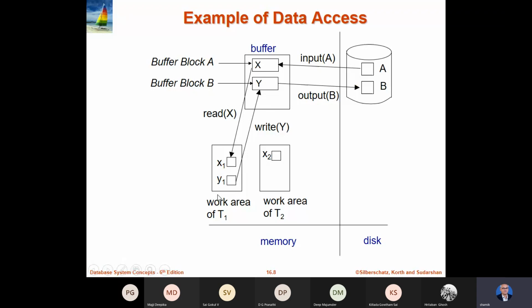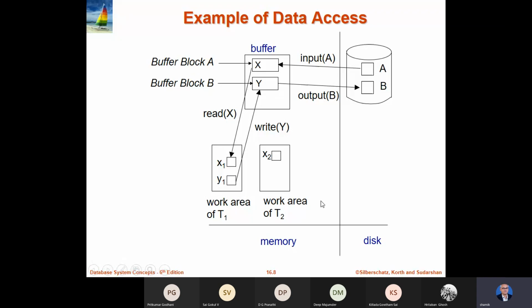Now you see that if T1 also wants to change the value of Y, and it wants to write a value Y1, then it must have read that value of Y, a read Y, and then it changes the value to Y1, and then it issues this write Y to write the new value of Y, which is Y1, in the buffer block B. Likewise, the work area of T2: if it reads the value of X, suppose it gets the value of X as X2. We denote the copy of X in T2 as X2, copy of X in T1 as X1, copy of Y in T1 as Y1, and so on. So you see that each of them works in its own area.